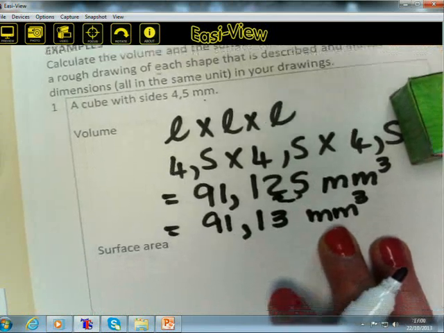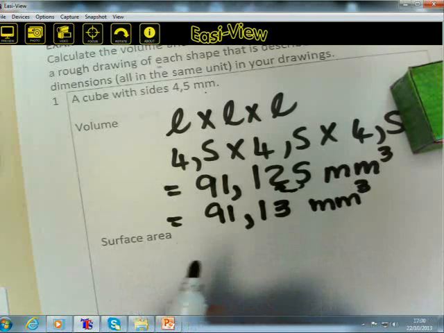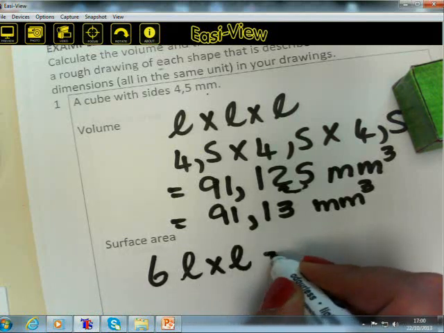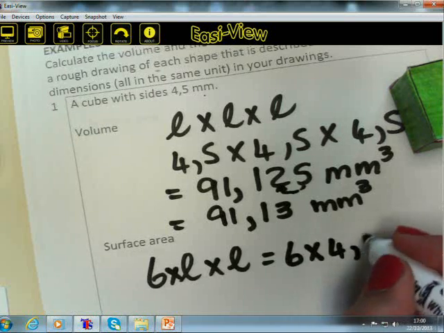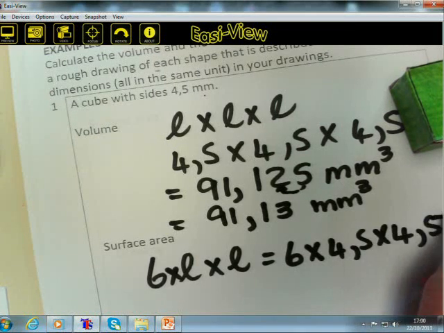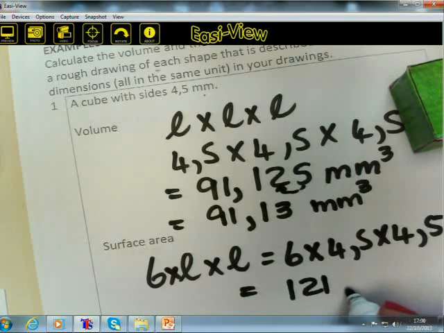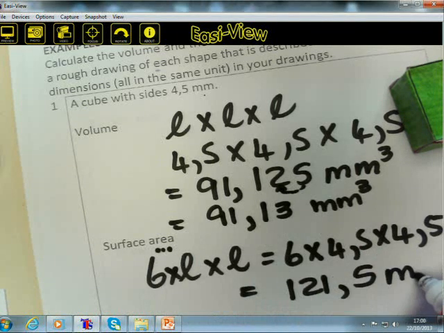The surface area of this cube, can you remember? The net of the cube had 6 parts of the cube, and so it's 6L times L, and it is 6 times 4,5 times 4,5, and that gives me 121,5. Area is given by millimeters to the power of 2. That one is 3, this one is 2 because it is area.